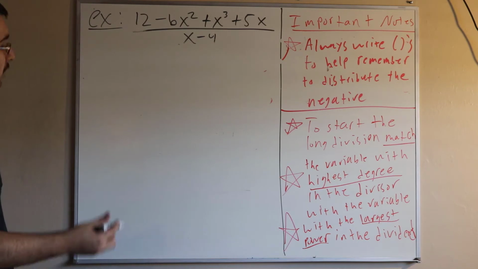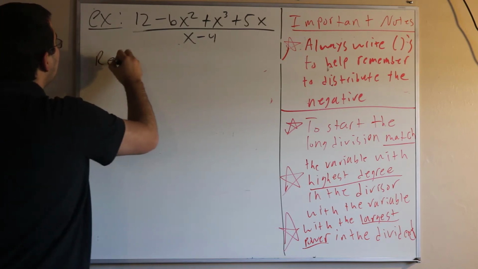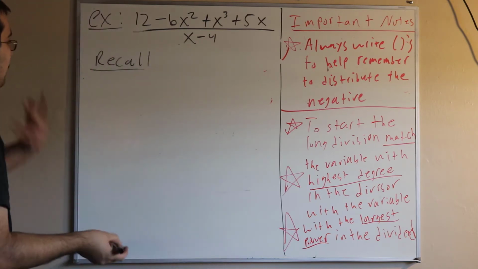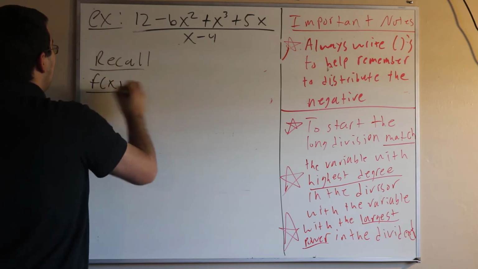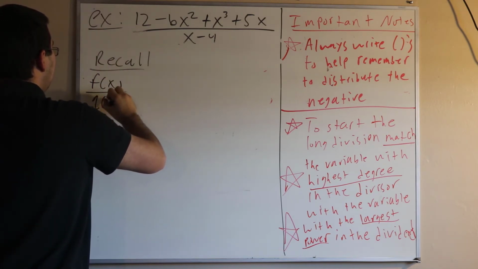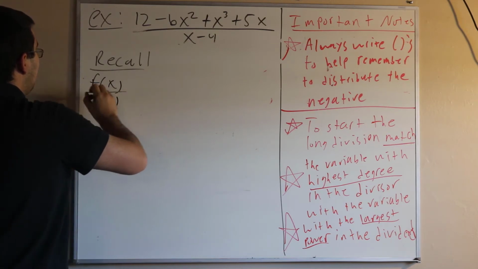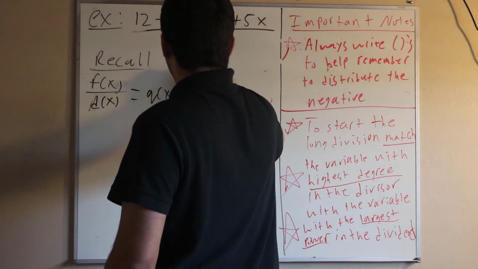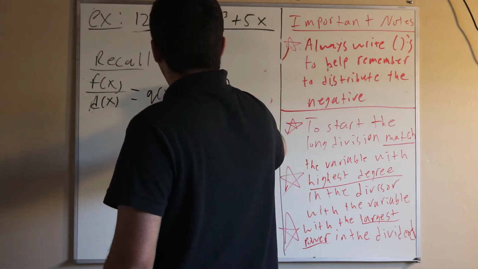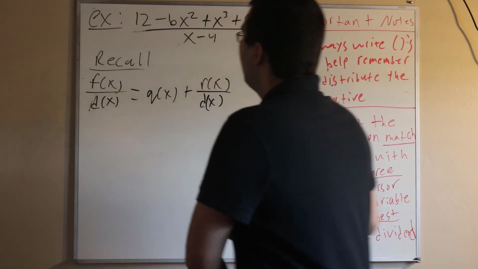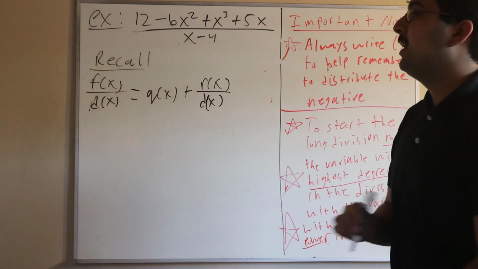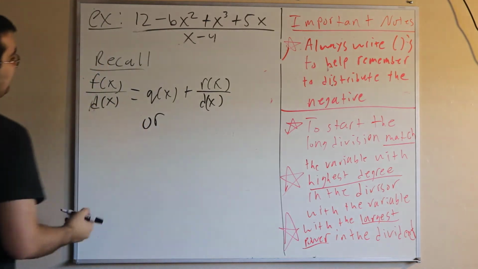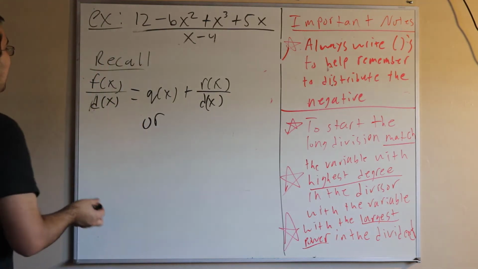So let's go and recall real briefly that for the generic notation of this whole division process, we had f of x divided by d of x equals q of x plus r of x divided by d of x, okay? And this general form is the way we write our final answers for these problems. Another way we can write the final answer, there's two acceptable ways. Here's the first one. And the second way we can write our final answer is like this.